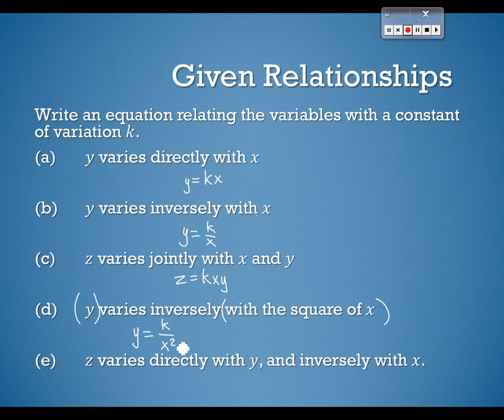This is a kind of complicated relationship said in words. It varies inversely with the square of x, or x squared. Why don't they just say x squared? They put the square of x because it just sounds more complicated. I don't know. What about the last one? This one's even trickier.